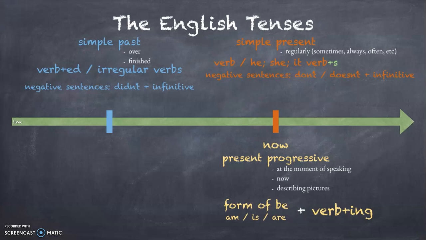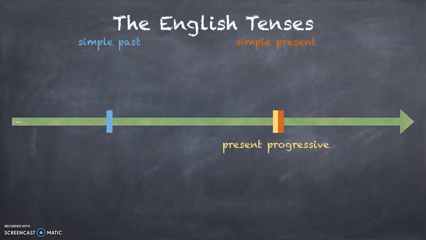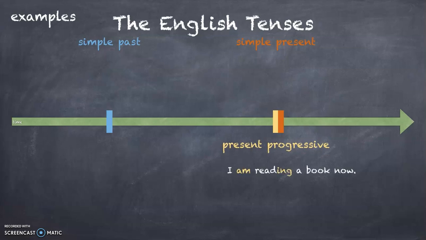Now we're going to have a look at some examples. First, we'll look at the present progressive. I am reading a book now. We have the signal word now. That means we have to use the present progressive. The form of be for the personal pronoun I is am, and you can see read has an ing ending. So this is a perfect example for a present progressive sentence.